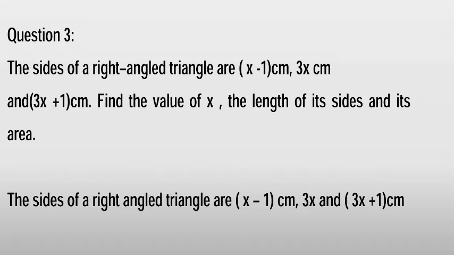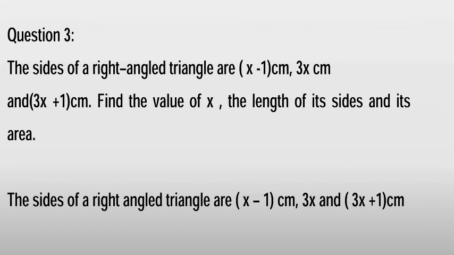It is not necessary to draw the diagram for all the problems. It is an optional one. If it is required, you can draw and continue, or you can do it as given in the question by considering the measurements also. So here it is clearly mentioned that the sides of a right angle triangle are x minus 1 centimeter, 3x centimeter and 3x plus 1 centimeter.